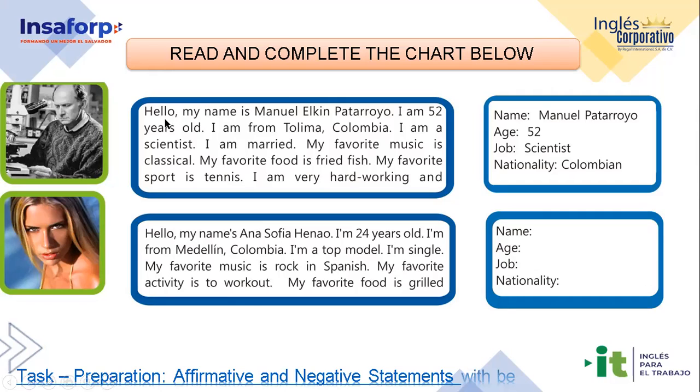Hard working. Okay, so we read it a little bit slower now. Hello, my name is Manuel Elkin Patarroyo. I am 52 years old. I am from Tolima, Colombia. I am a scientist. I am married. My favorite music is classical. My favorite food is fried fish. My favorite sport is tennis. And I am a very hardworking person. Okay, I'm very hardworking. Okay, let's see.